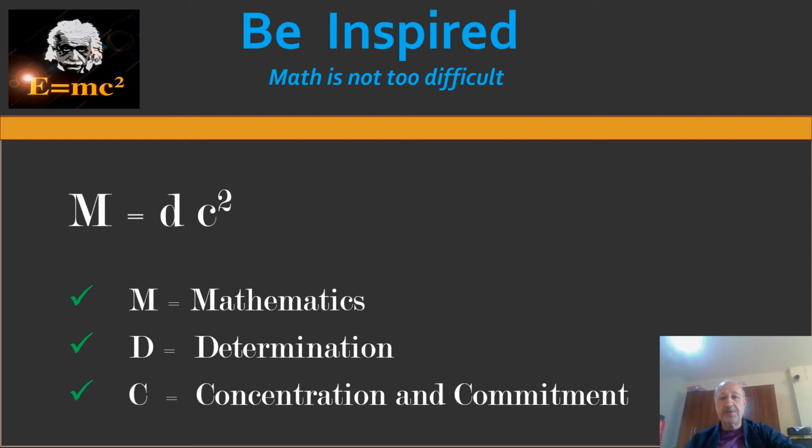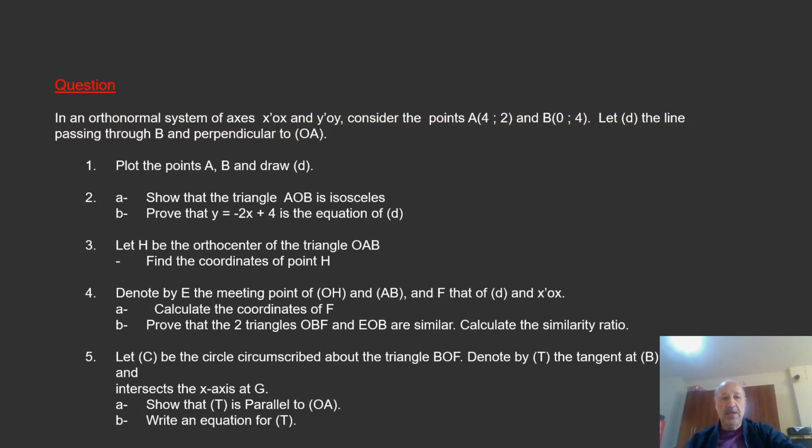Let's go to the first question and try to solve it together and find out yourself how we can solve a problem like that. The question: in an orthonormal system of axes x prime ox and y prime oy, consider the points A(4, 2), B(0, 4), and let D be the line passing through B and perpendicular to OA. The first question is: plot the points A, B, and draw D.